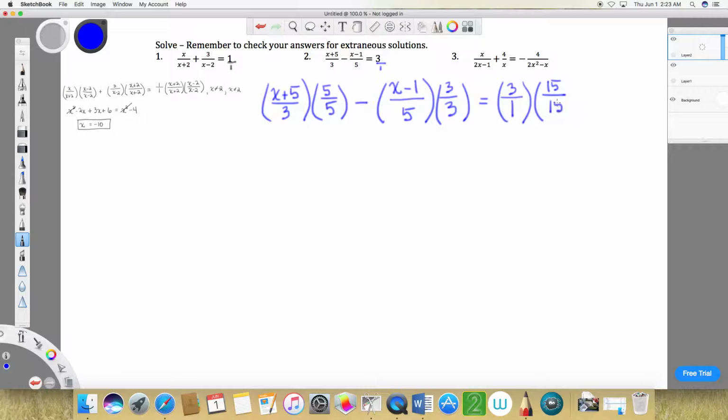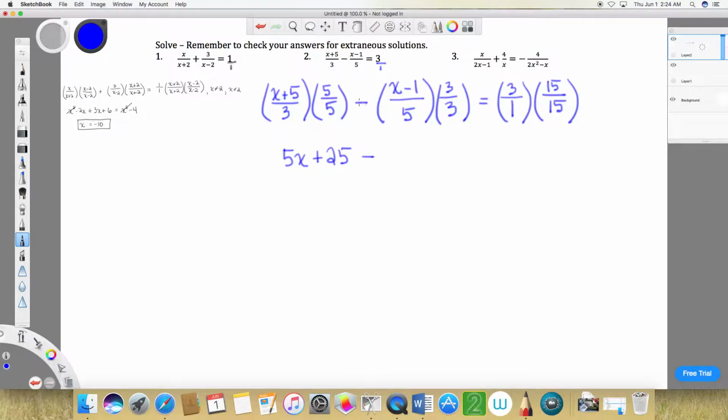So I'm going to multiply by 15 over 15. Now, with the denominator in each of these terms being 15, if we were to multiply every term in this equation by 15, all those denominators would cancel. All we would have left is the numerator. So let's take the product of the numerator here. 5 times x plus 5 is 5x plus 25.